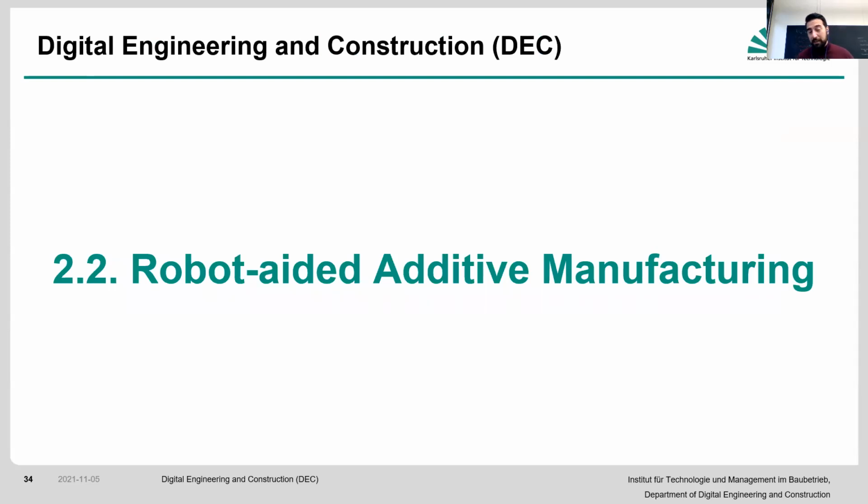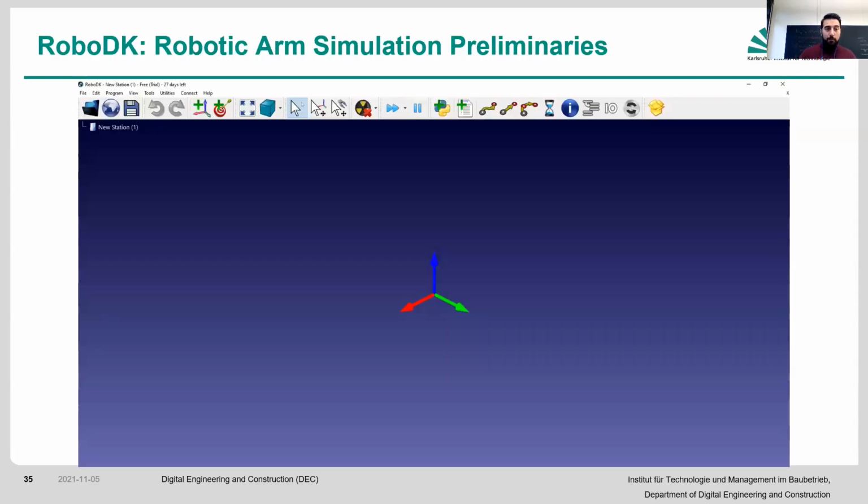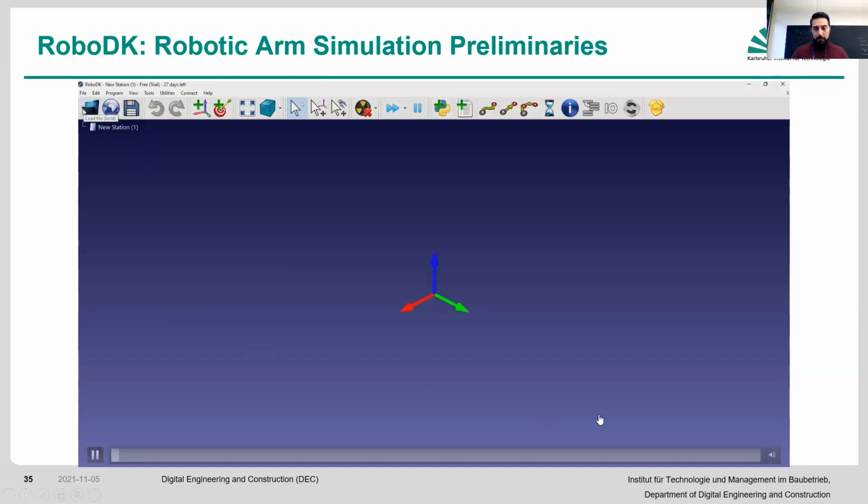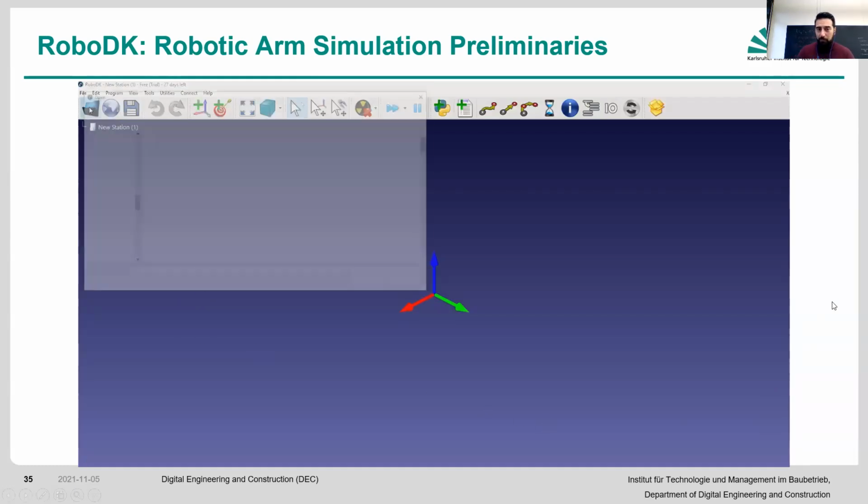Time for your robot-aided and additive manufacturing. So we will be working mostly with RoboDK. It has only a 30-day evaluation copy, so make sure to download it a bit later on. I've put it online in your software section, where I would like you to download this around January, so that you would have enough time to perform the project and still not have it in fully evaluation mode.